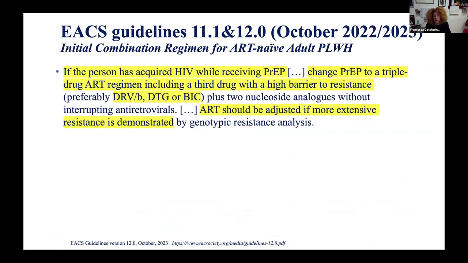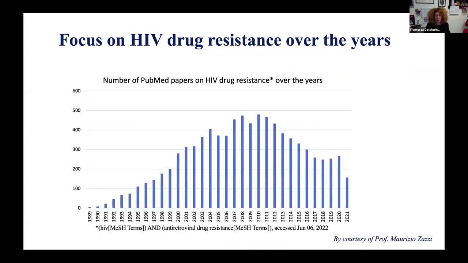This is a new part, a recommendation in the European guidelines, because we are using PrEP a lot now. And of course, there are individuals that are failing PrEP, so it's very important to change the PrEP to a triple drug regimen, including a third drug with a high barrier to resistance. This is our recommendation, the EACS, to start, and after, of course, to have the resistance test, and according to the resistance test, also to adjust the treatment.